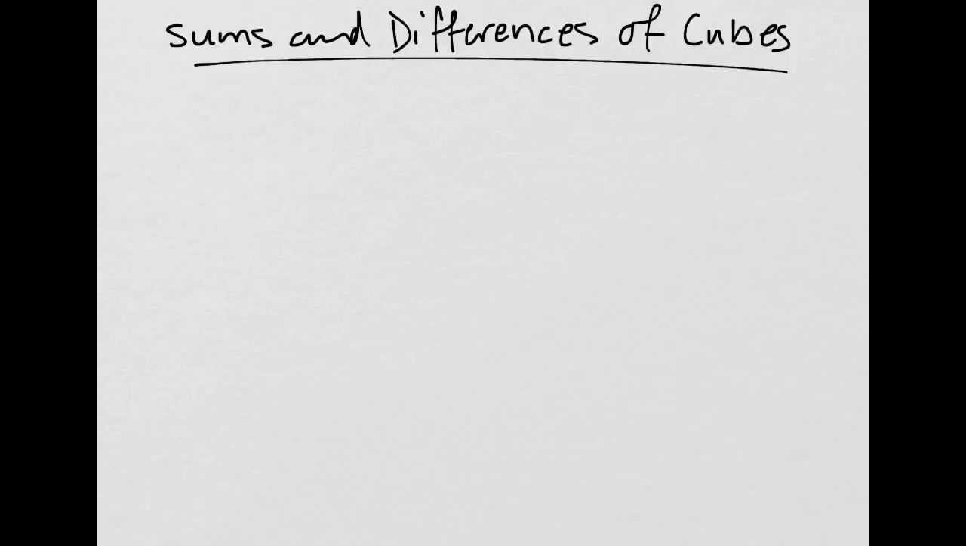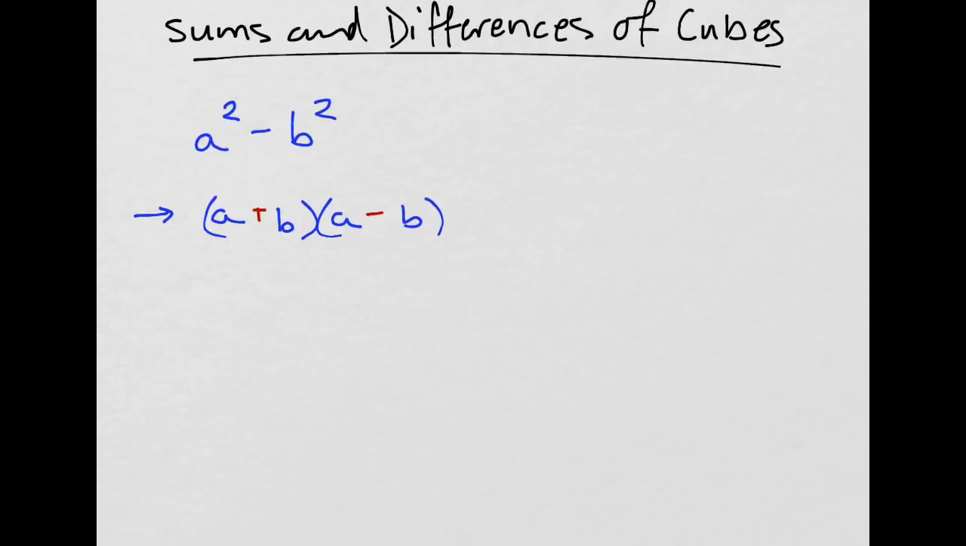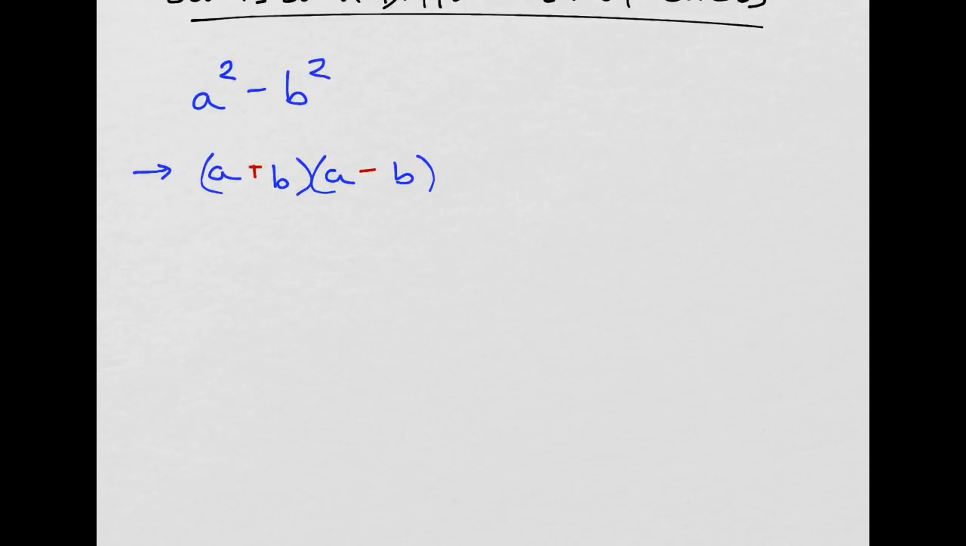Alright, we're going to talk about sums and differences of cubes. But first, I want to talk about differences of squares. Hopefully we already know that if we have something like a squared minus b squared, then we can factor that into a and b, one with a plus and one with a minus in between. And that's just the difference of squares pattern.